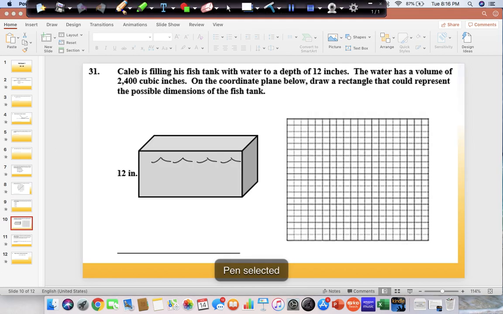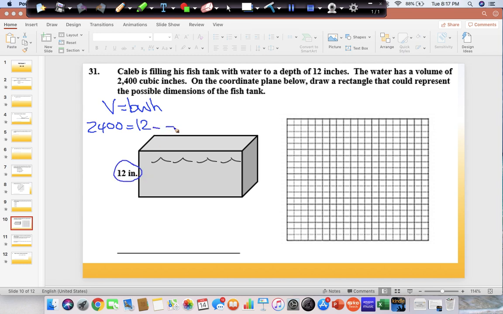Okay, number 31. Caleb is filling his fish tank with water to a depth of 12 inches. The water has a volume, remember volume is equal to length times width times height, or base times width times height, either way. It has a volume of 2,400 cubic inches. On the coordinate plane below, draw a rectangle that could represent the possible dimensions of the fish tank. Well, we know one of these dimensions is the 12 because it told us that right here. What we're looking for is the other two.